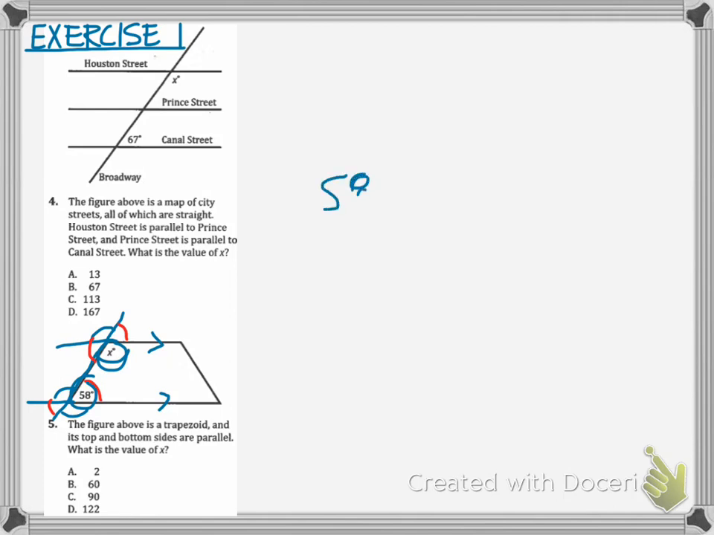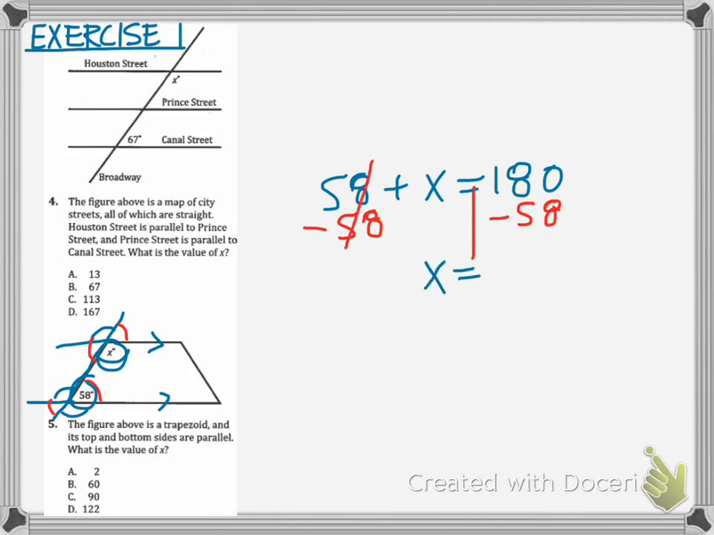I also should remember that with trapezoids, consecutive angles on each leg are supplementary. Okay, so to solve this equation, we're going to subtract 58 from both sides. So x equals 180 minus 58 is 122.